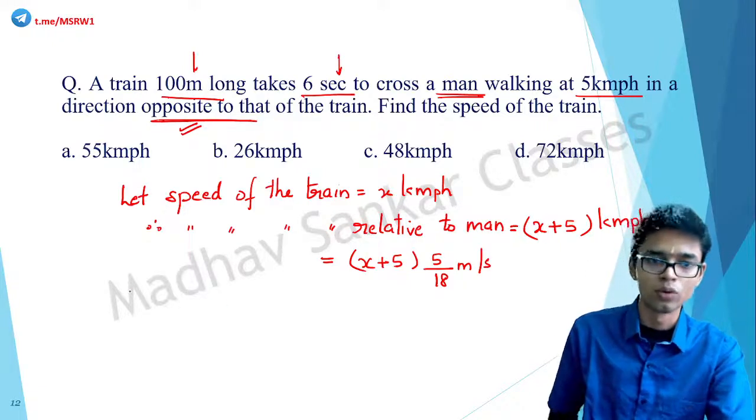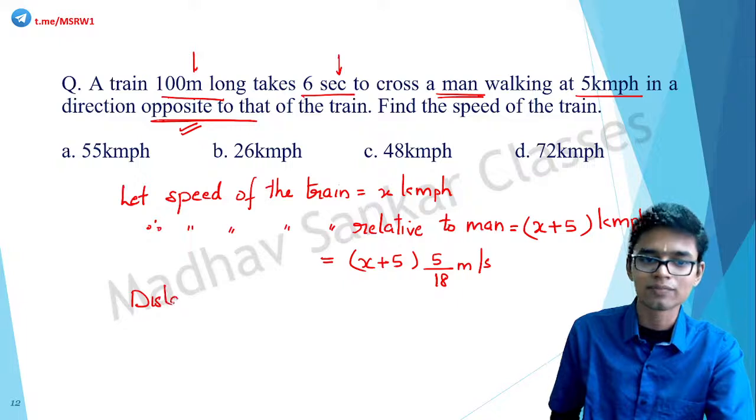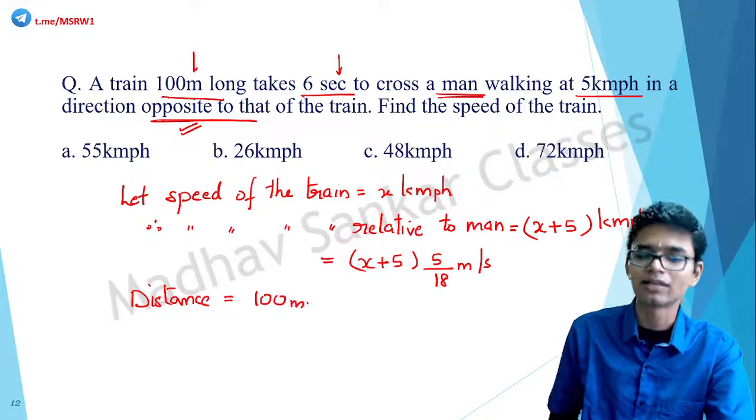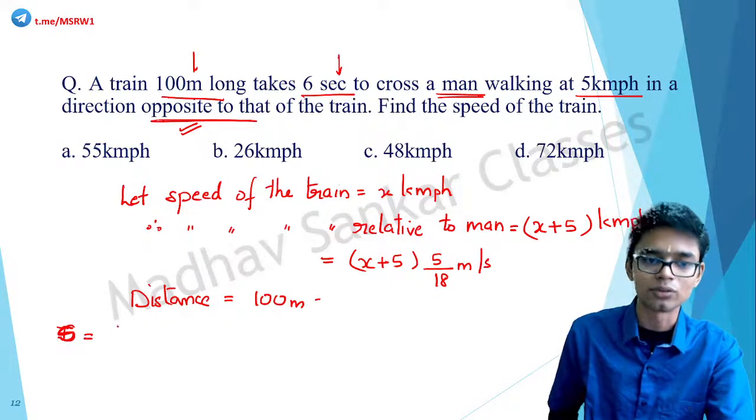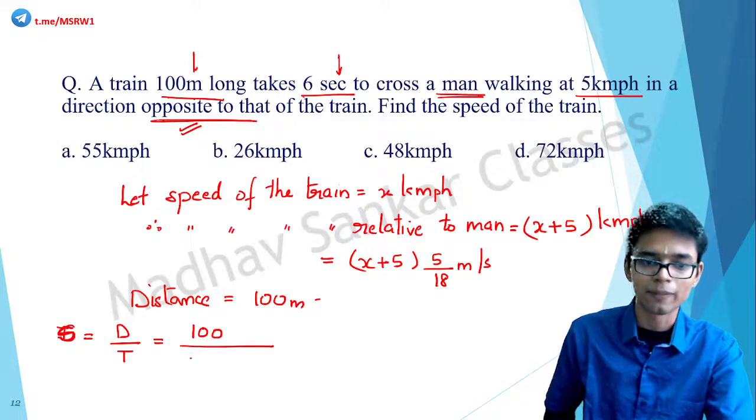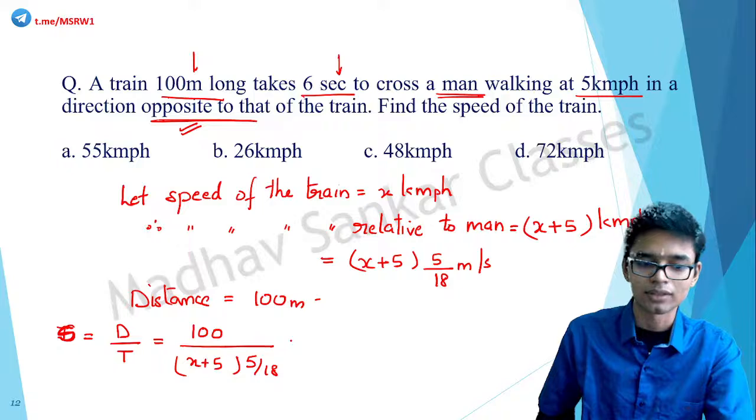Okay. Now, what is the distance? Distance is equal to 100 meters, the length of the train. Now, time. No, speed is asked, sorry. So, speed is equal to distance by time. Correct? This is equal to 100 divided by x plus 5 into 5 by 18 is equal to 6.